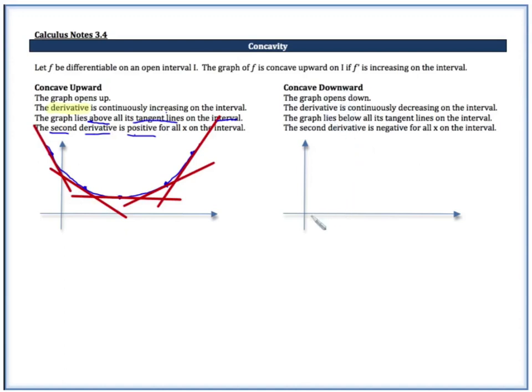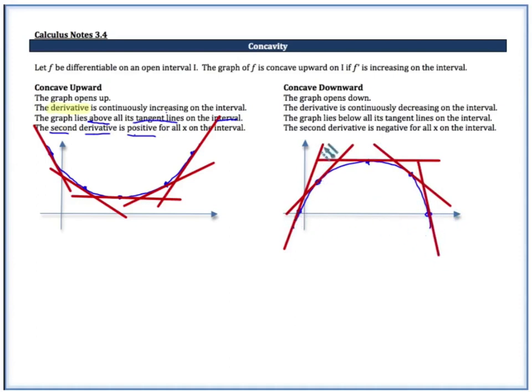Concave downwards is the same type of idea, except now our graph is opening down. Okay, so visually that's what it looks like, and our derivative is constantly decreasing. So we could pick some points on our interval again, and to really view the derivative we could see our tangent line here. Okay, so that's very steep, positive, still positive, not quite as steep. Here we would get 0. Here it's negative. Okay, and here it's very steep and negative.